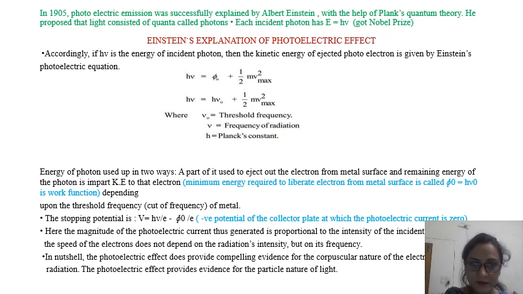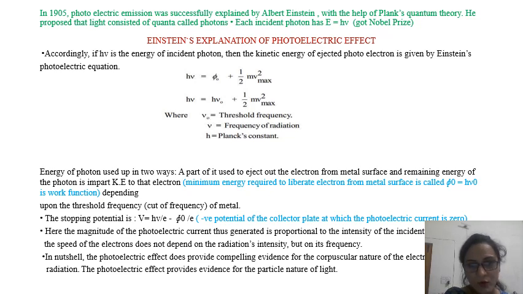You can see here, depending upon the threshold frequency of the metal, the value of stopping potential is this. What is the stopping potential? It is the negative potential of the collector plate at which the photoelectric current is 0.